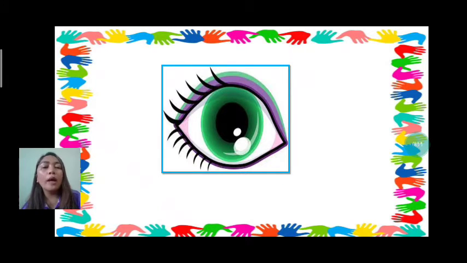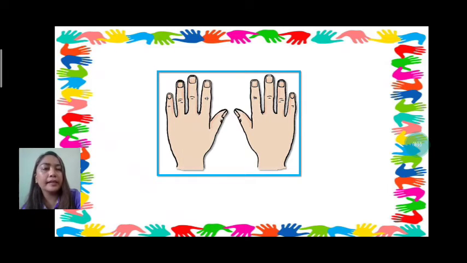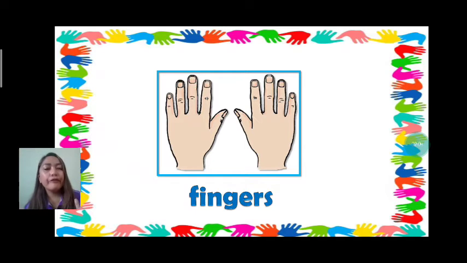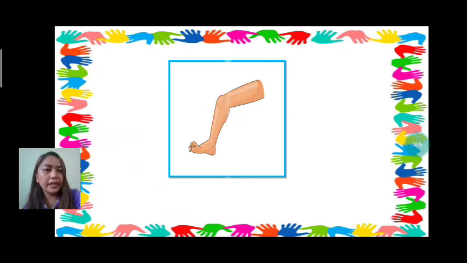This one. What part of the body is it? Very good. Eye. Let's spell eye. E-Y-E, eye. Good job. Next, what part of the body is it? 1, 2, 3, 4, 5, 6, 7, 8, 9, 10. What do you call this one? Everybody, fingers. Let's spell fingers. F-I-N-G-E-R-S, fingers. Next, how about this?